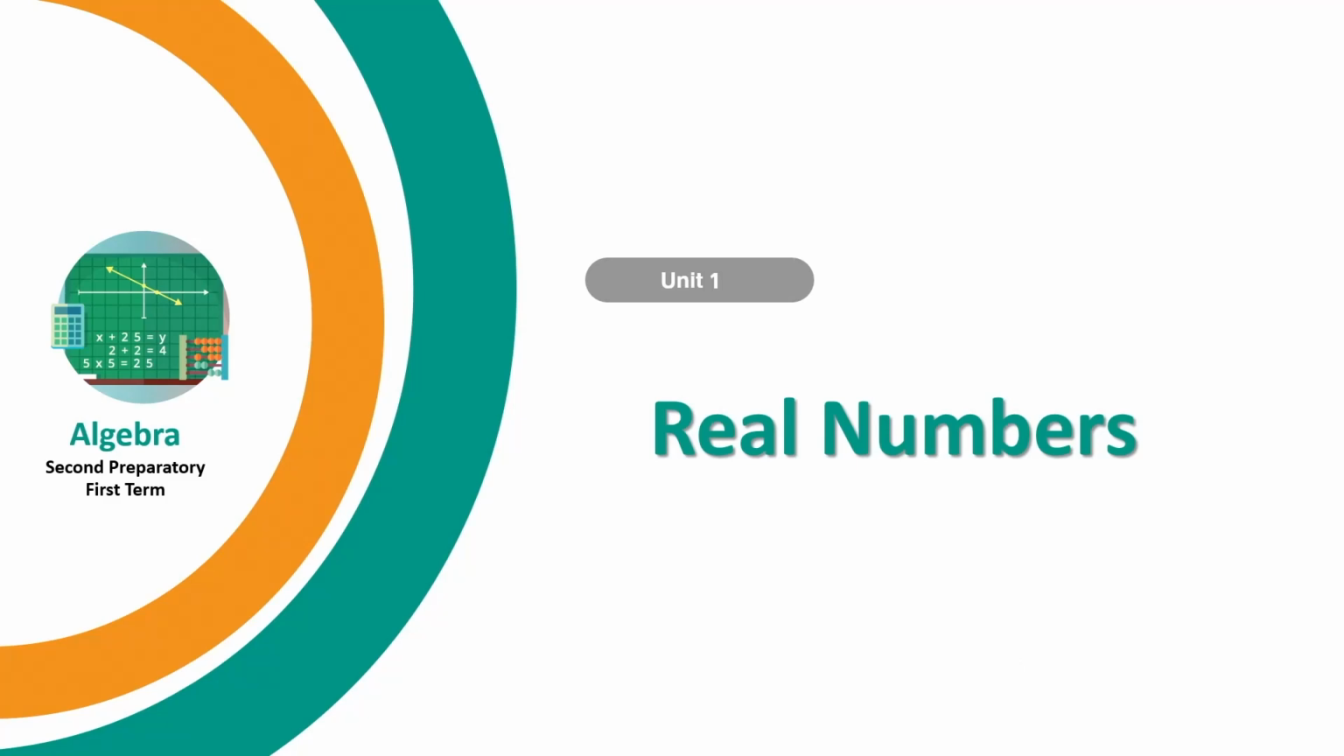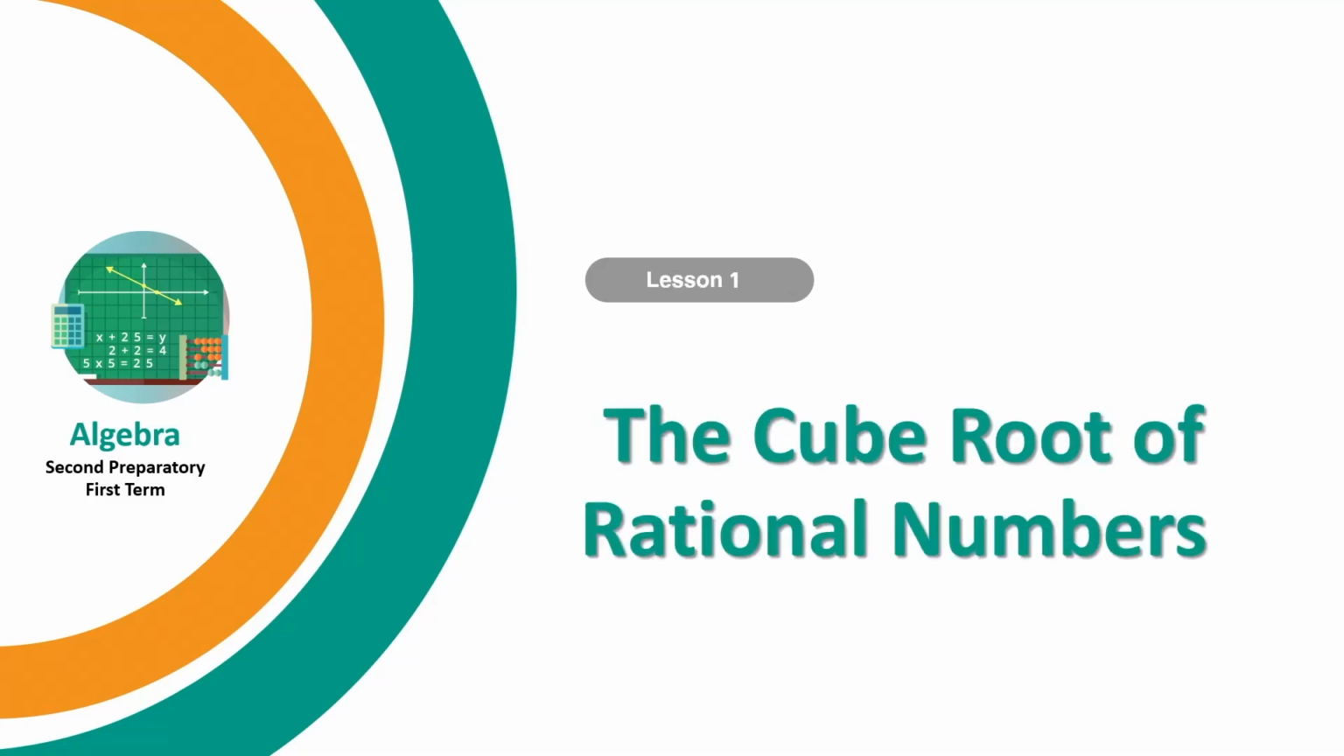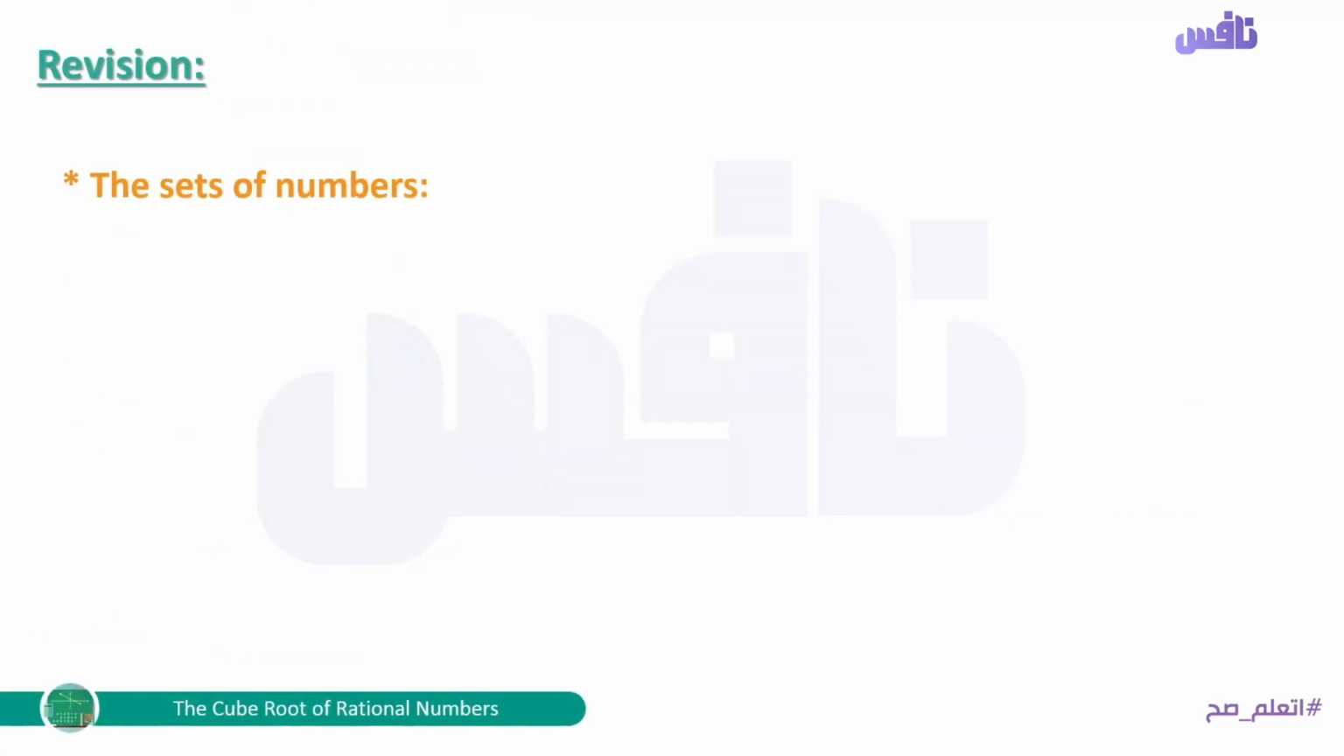We are going to start our first unit in algebra by studying real numbers. This is the name of the unit. The first lesson in this unit, as you see, is talking about the cube root of rational numbers. The sets of numbers. In primary stage, we studied some sets of numbers, like the set of counting numbers C.